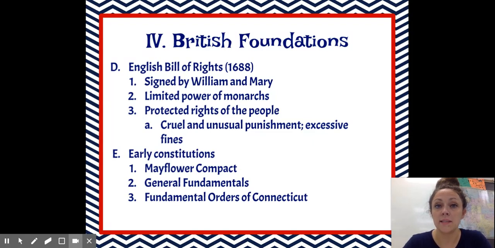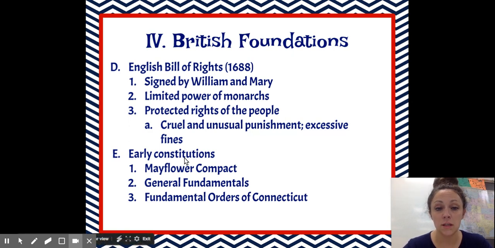Moving on then to the English Bill of Rights. This was signed in 1688, and it was signed by William and Mary of Orange. And no, this is not like Orange County. This is a place at that time. Anyway, the main goal of the English Bill of Rights was to limit the power of the monarch and to preserve the rights of the people. Some specific things are very familiar to us: freedom from cruel and unusual punishment and protection against excessive fines. Those are two examples from the English Bill of Rights that directly go with our United States Bill of Rights. So of course, we see some similarities between those two.